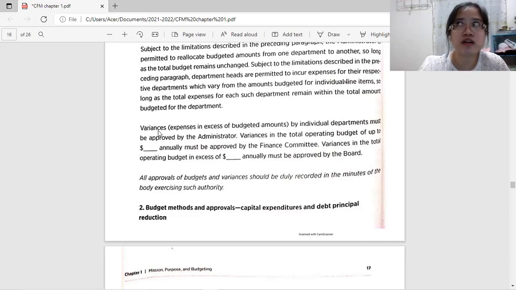Variances. What we call variances is the difference between the budgeted and the actual. Okay, for example, you budgeted 50,000 for the missions support to missionaries, and then at the end of the year, you see that, oh, you only sent 30,000 to the missionary. So there's a difference or variance amounting to 20,000.